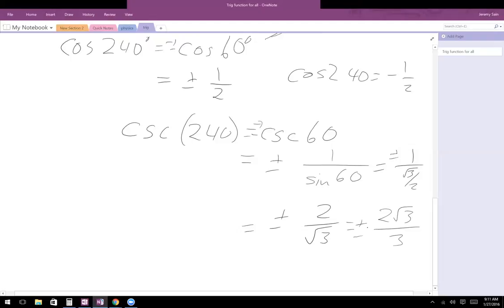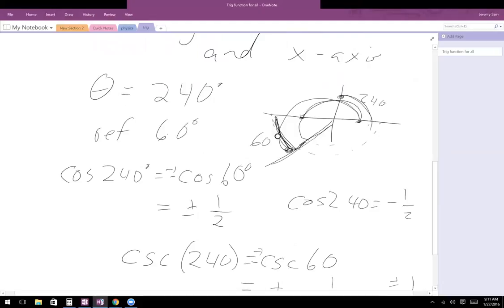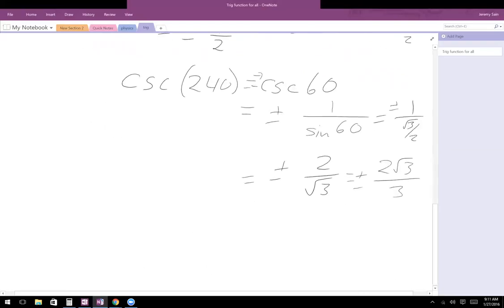Yeah, it just depends on whether they ask you to rationalize the denominator or not. And is it going to be plus or minus? Yeah, again, it's minus because sine is the y. If I look at my picture, the y coordinate down here is definitely negative, so it is minus. So minus 2 over root 3. All right. Cool. So that's reference angles, which is a good thing.